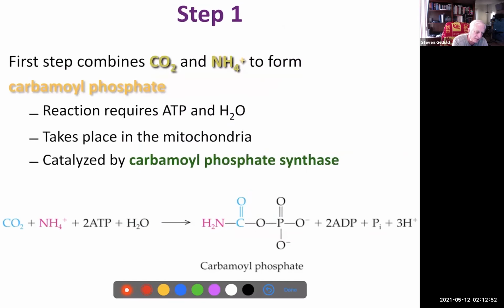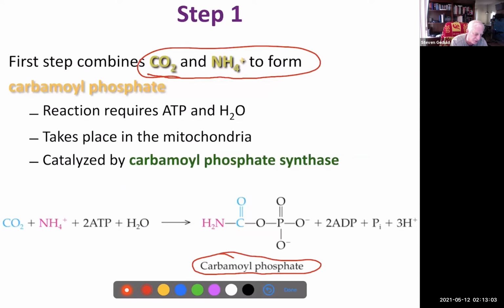And the first step is going to be combining carbon dioxide and ammonia. So ammonia is produced, okay, it's combined with CO2 to form carbamoyl phosphate. This is the result of CO2 and ammonia. And it takes 2 ATPs to do this. So it takes energy to do this. But even if your body's still requiring energy, you have to do this, or the buildup of NH4, ammonia, is going to kill you. So it requires ATP and water. It takes place in the mitochondria. It is catalyzed by carbamoyl phosphate synthetase, which is the enzyme. And again, your carbamoyl phosphate is a product. And you went from ATP to ADP, free phosphate, and then 3 hydrogen.